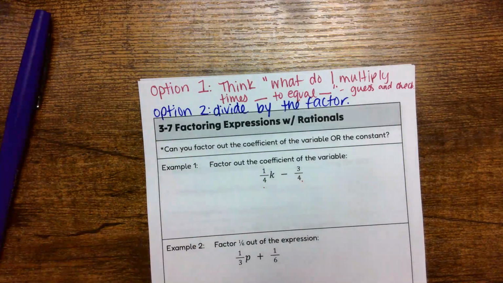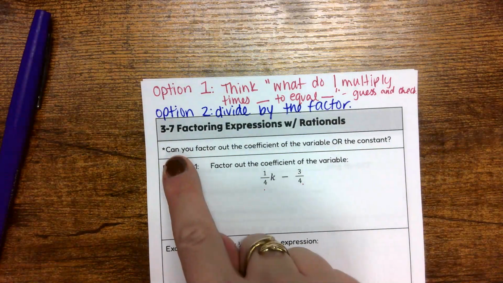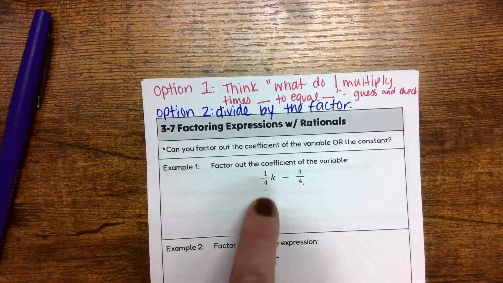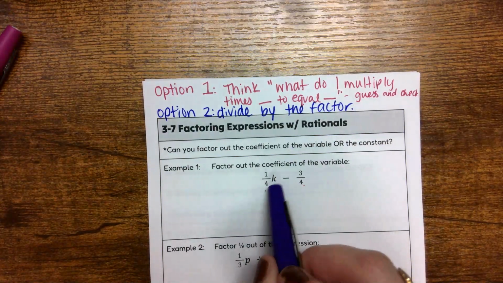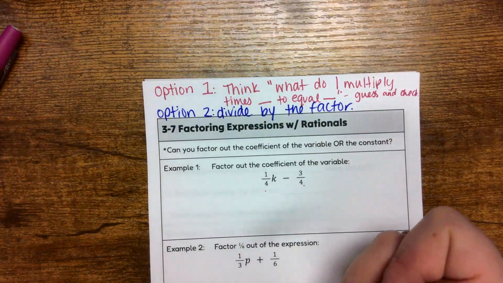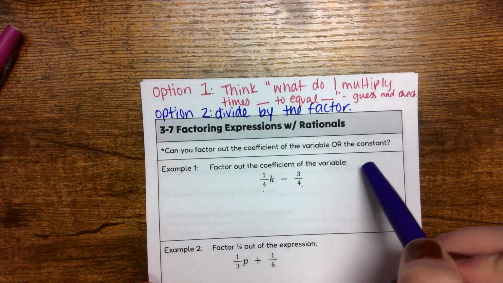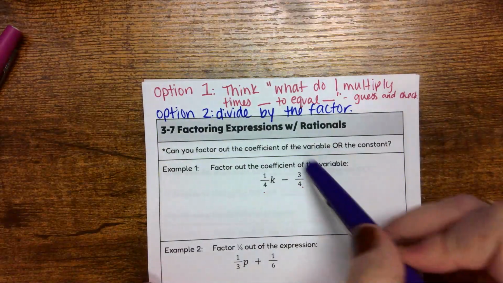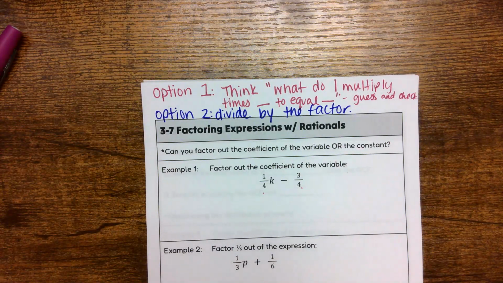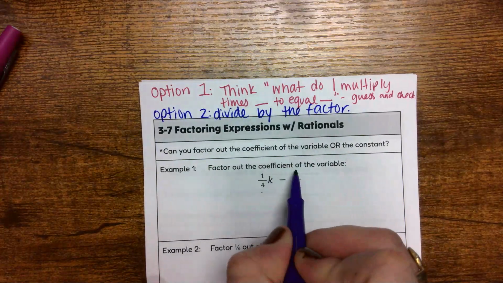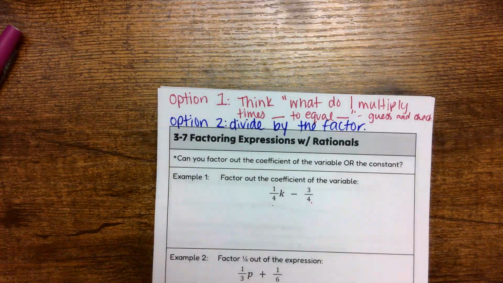Okay, so you can notice that we don't have any instructions because they're literally the same, and it's asking, can you factor out the coefficient of the variable? Remember, the coefficient is that number that's being multiplied directly in front of the variable. Or can you factor out the constant? So you might take the constant, which is the number that's not attached to the variable, and you might factor that out. In this case, it says factor out the coefficient of the variable. Okay, so here we go. We're going to do option one.